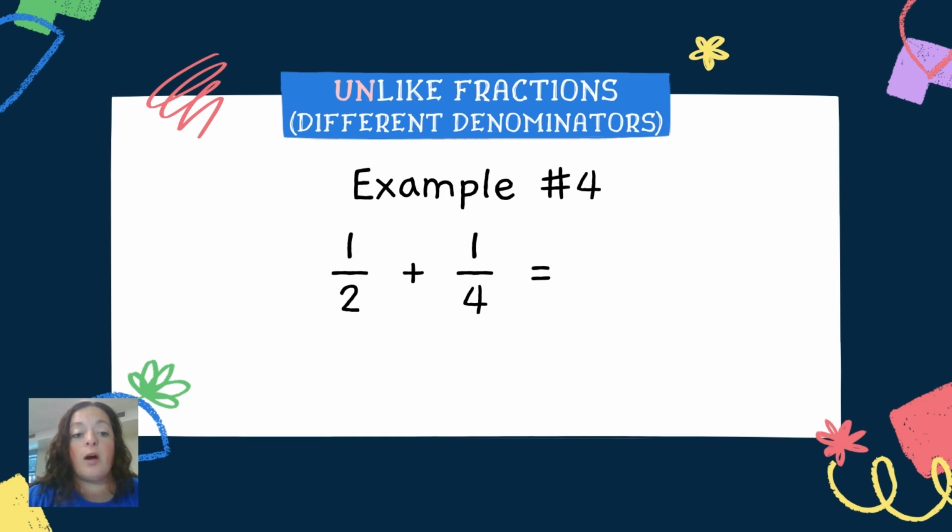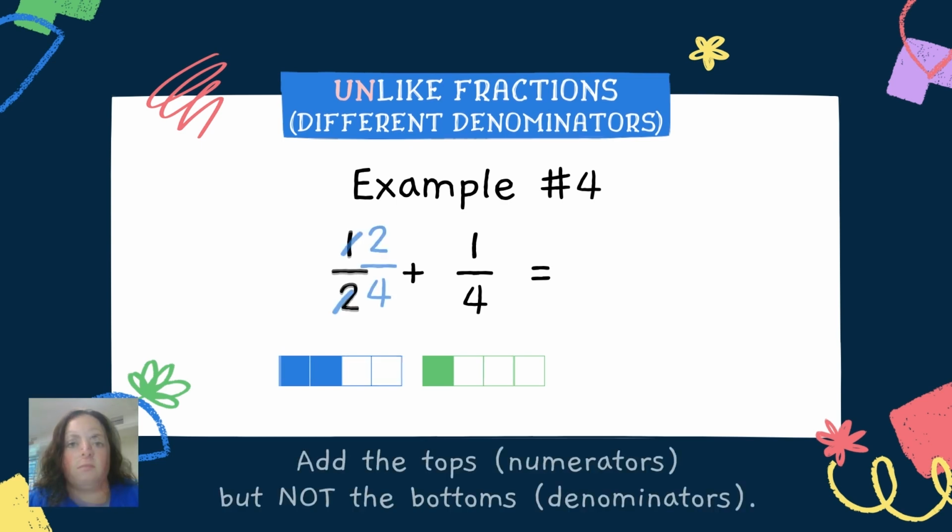Example 4. Now we have unlike fractions. That means they have different denominators. 1/2 plus 1/4. Let's take a look at what 1/2 and 1/4 look like. The blue represents 1/2. 1 out of the 2 pieces are shaded. The green represents 1/4. 1 out of the 4 pieces are shaded. You should notice that both whole pieces are the same size.